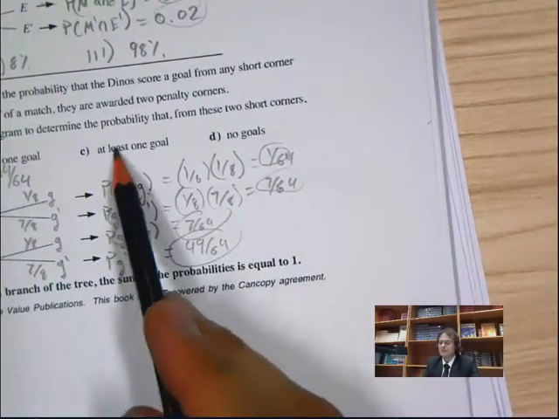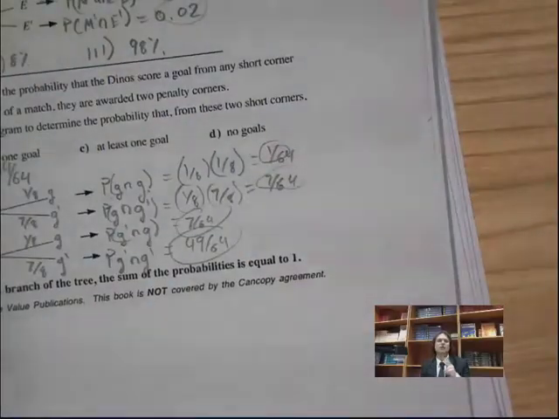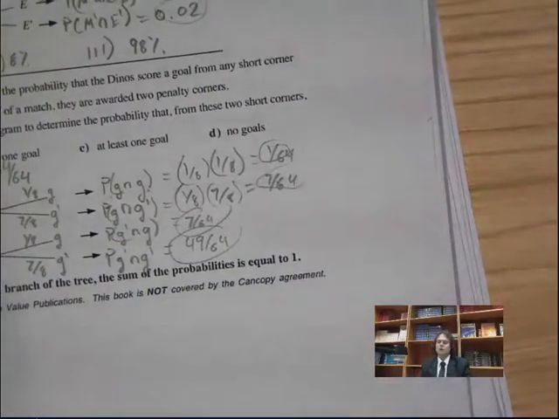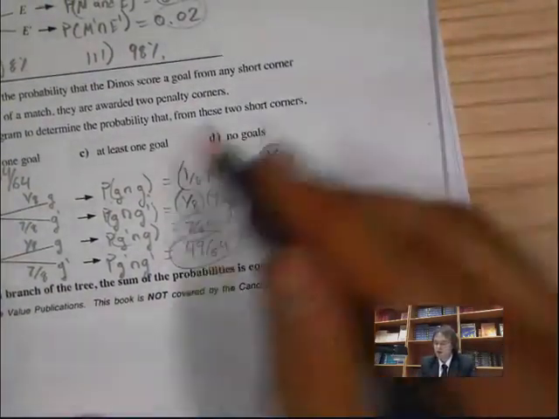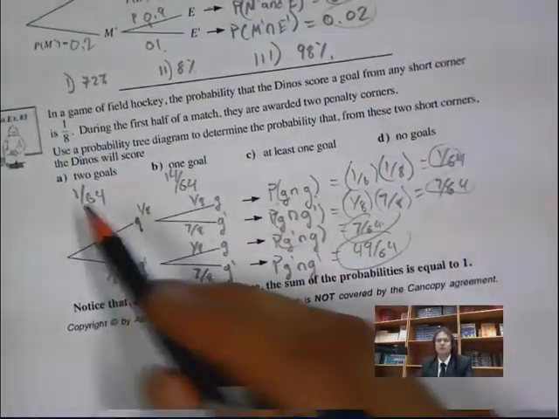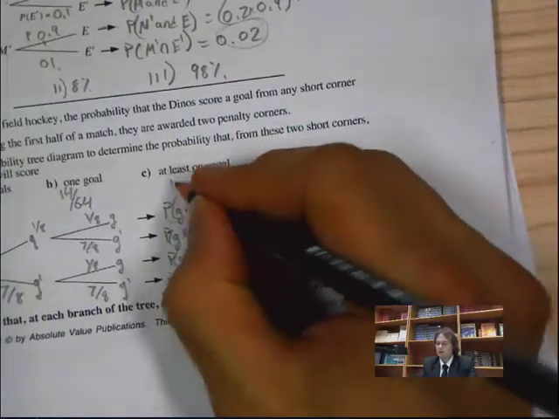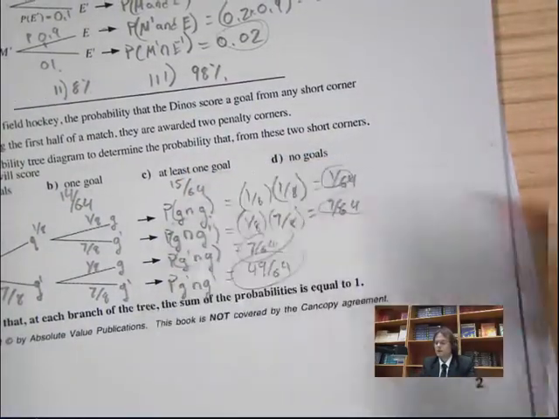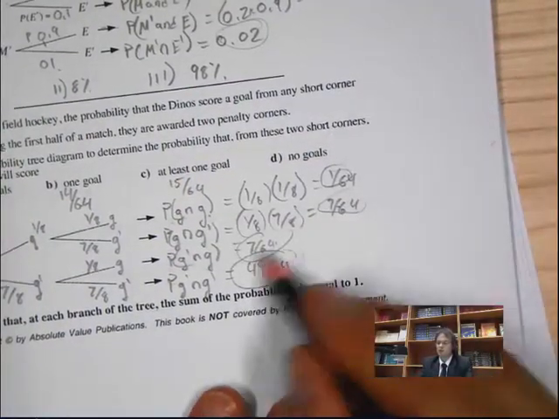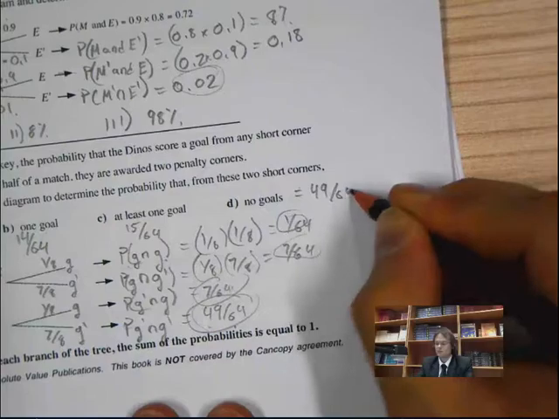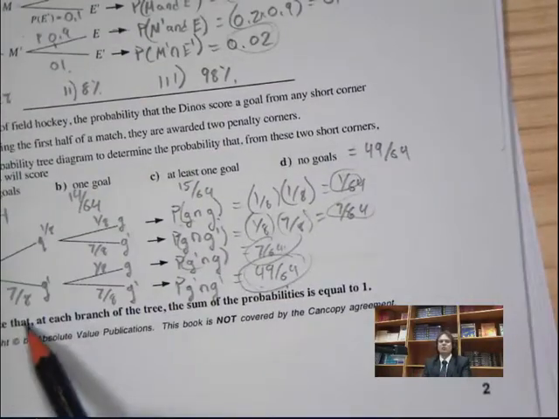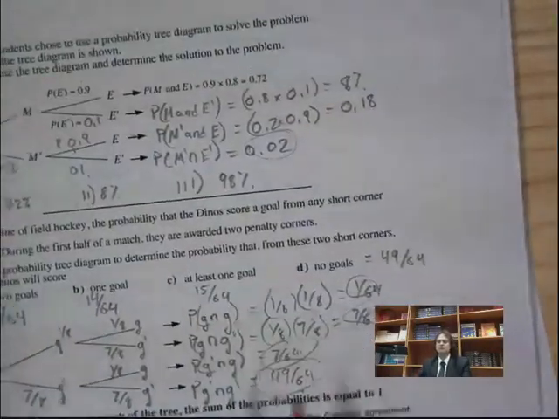And the last one is at least 1 goal. So at least 1 goal, I could have 2 goals, or I could have 1 goal. So I have to add the 2 goals and the 1 goal together. So that's going to give me the 2 answers I had before, this one and this one. We add them together. That's going to give me 15 out of 64. And the last one is no goals. Well, that is 49 out of 64. This is the only way of getting no goals, if you miss and miss. Okay?